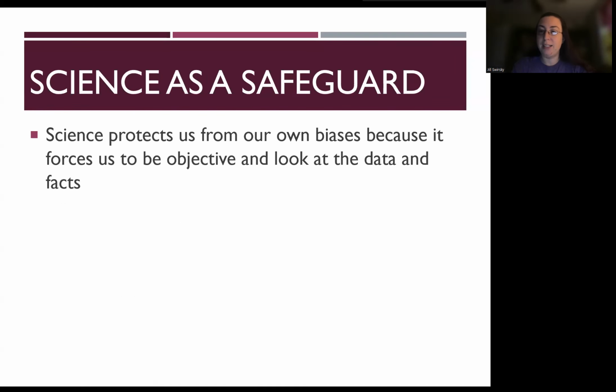Now, science can protect us from some of the traps that are easy to fall into if we're not meticulous in our approach to research. It can actually help protect us from our own biases. It helps us to be objective, to look at facts, and to make data driven decisions. Bias is defined as prejudice in favor of or against one thing, person, or group compared with another, usually in a way that's considered to be unfair.